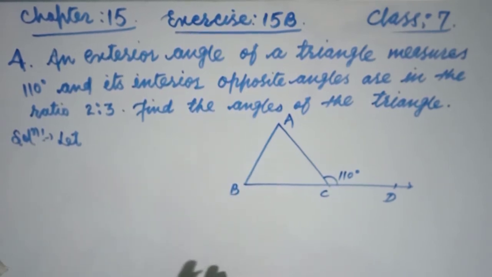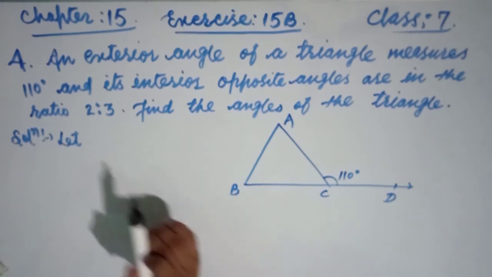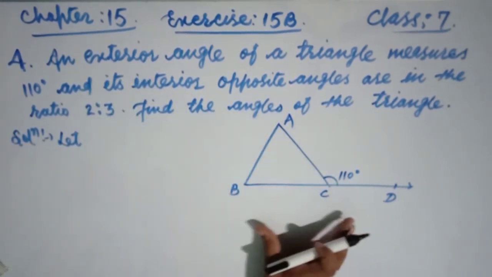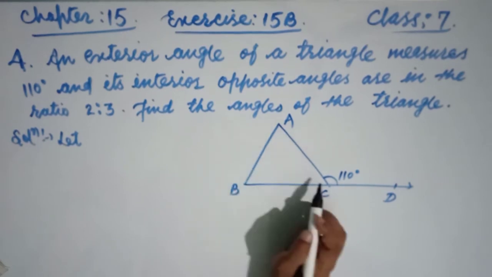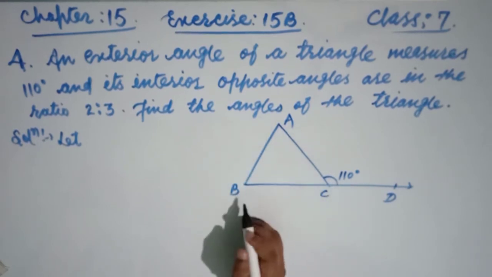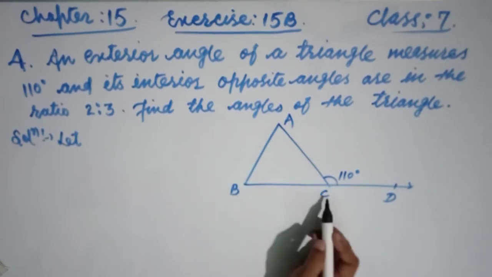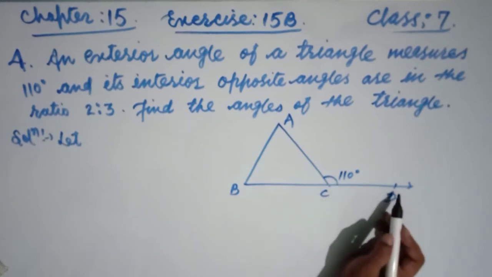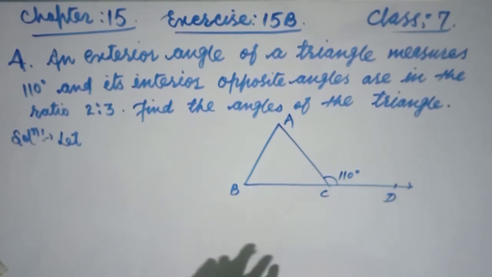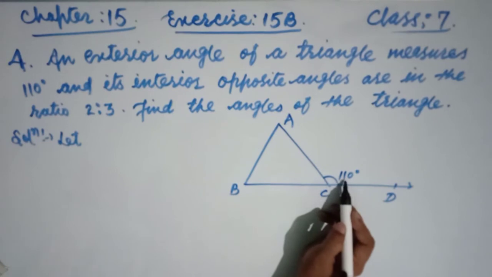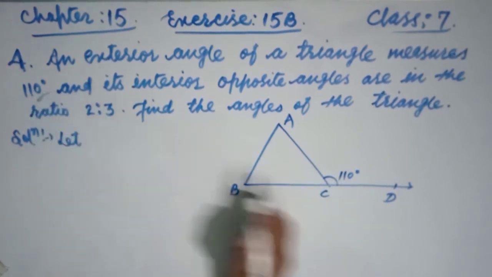out the required angles of the triangle. Now see friends, we have drawn the figure, this is the triangle, and produce this side BC till D. Okay friends, and this is an exterior angle, and the exterior angle is given, this is 110 degrees.